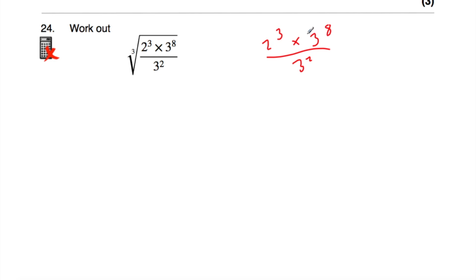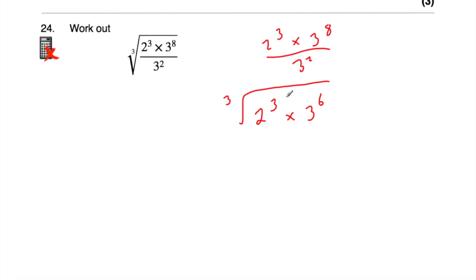So here we can't deal with the numerator to begin with because we've got different bases, but we can look at the 3s. We've got 3 to the power of 8 divided by 3 squared. So we can take away the powers there. 8 take away 2 is 6. So if we simplify this, we would get 2 cubed multiplied by 3 to the power of 6. And we've still got our cube root, so we've got the cube root of that.